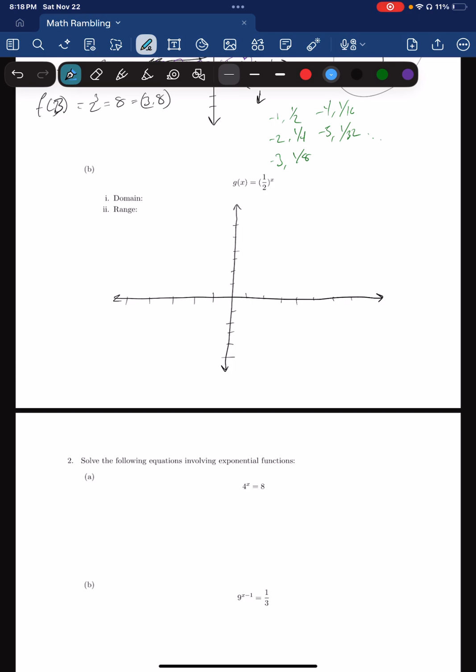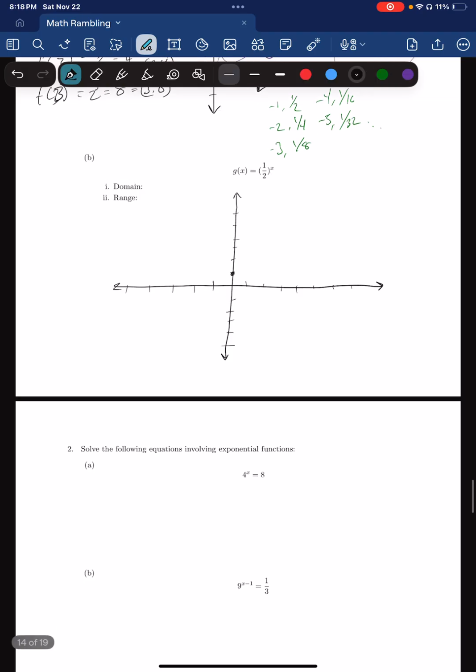In fact, we have a really easy point still, because if we put in 0 here for x, we're still going to get 1. So (0, 1) is still one of our points. Awesome. Okay, let's now plug in a few more points. So let's try g of -1, g of -2, g of 1, and g of 2. I think this should give us enough points.